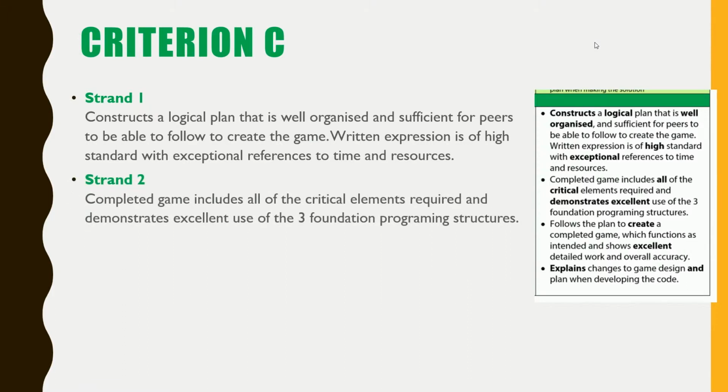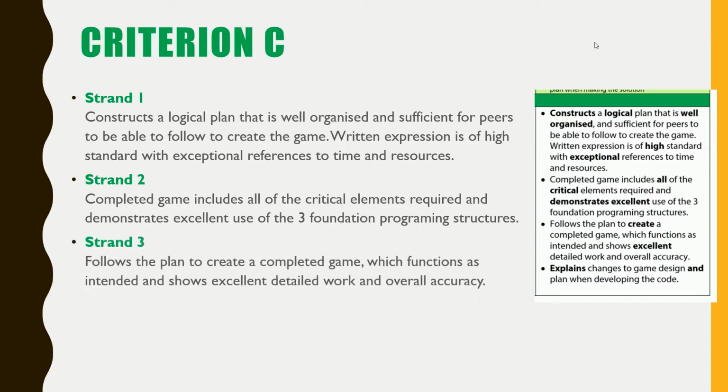Strand 2 is a complete game with all the critical elements required, and demonstrates excellent use of the 3 foundational programming structures, which are sequential statements, conditional statements, and iterative statements. So this is basically how well do you actually program inside of your game. Strand 3 is how well you follow the plan to create the exceptional game, which functions as intended and shows exceptional attention to detail and overall accuracy. So how well does your game actually function after you've produced it?